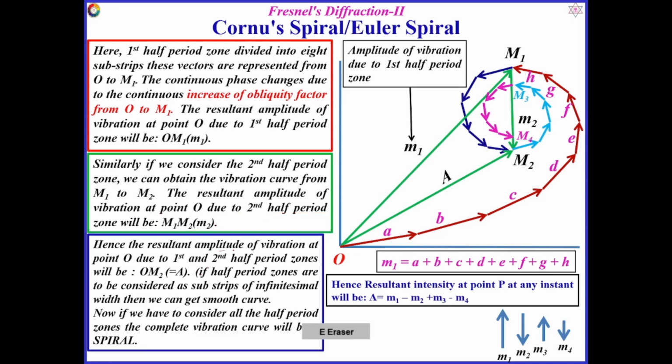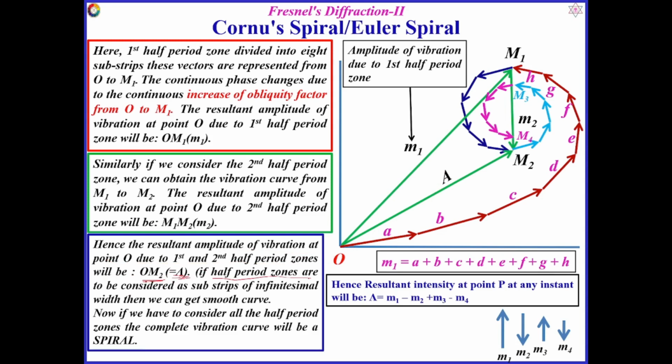Hence, the resultant amplitude of vibration at point O due to the first and second half period zones will be how much? O to M2, that is your A, already discussed. Okay, you just write down the note here. So this will be OM2, that is your A.